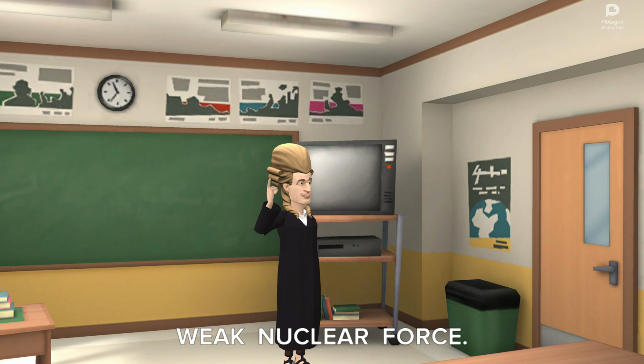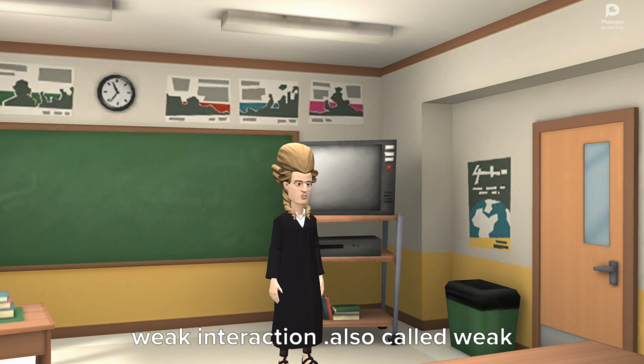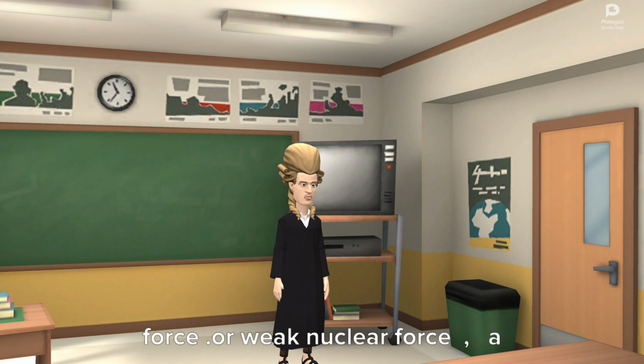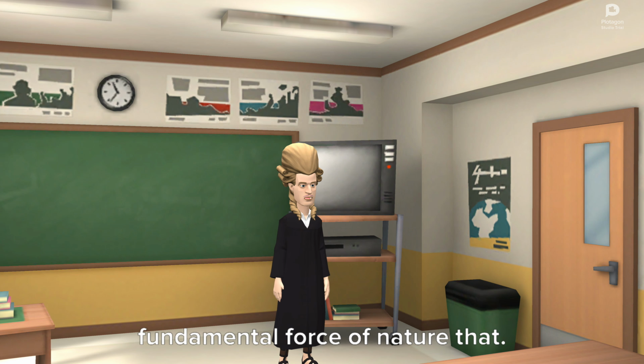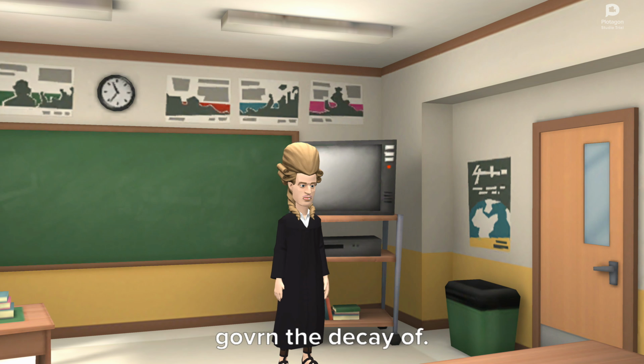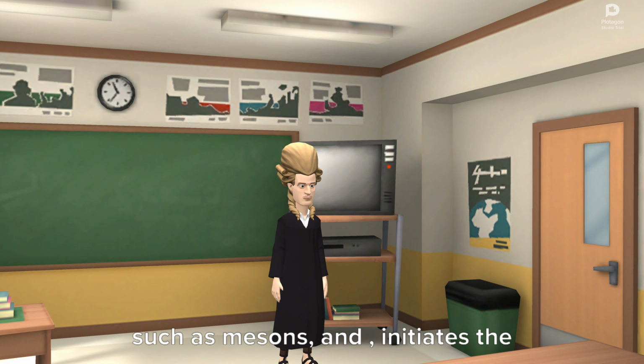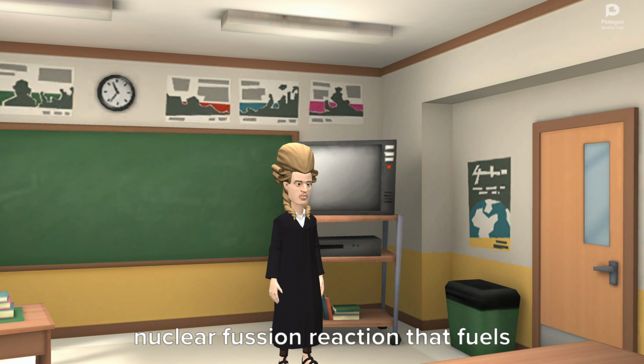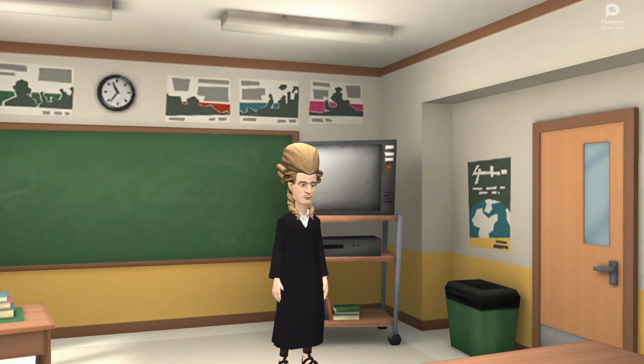Weak nuclear force. Weak interaction, also called weak force or weak nuclear force, is a fundamental force of nature that underlies some forms of radioactivity, governs the decay of unstable subatomic particles such as mesons, and initiates the nuclear fusion reaction that fuels the sun.